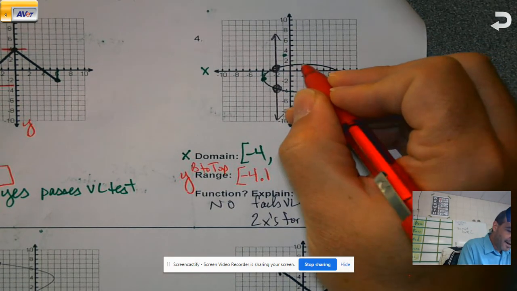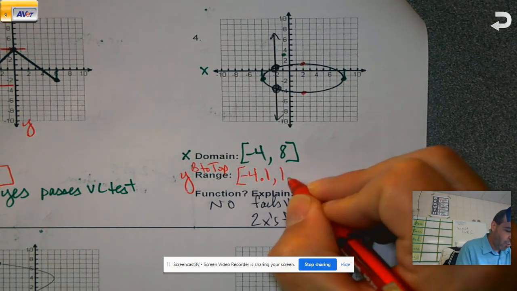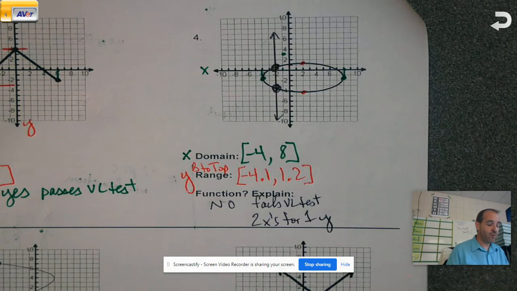Like here, again, if you want to get cute, you're like, well, it's a little above 1. Call it 1.2. But if you called it -4 and 1, I'm giving you credit. Okay, we're not going to get that complicated with this. Biggest thing here is just remembering what domain is, x left to right, what range is, y bottom to top, and if it's a function or not.